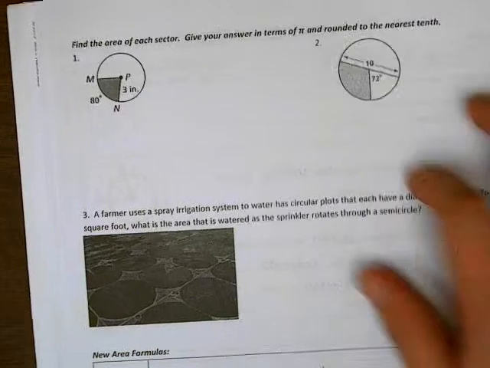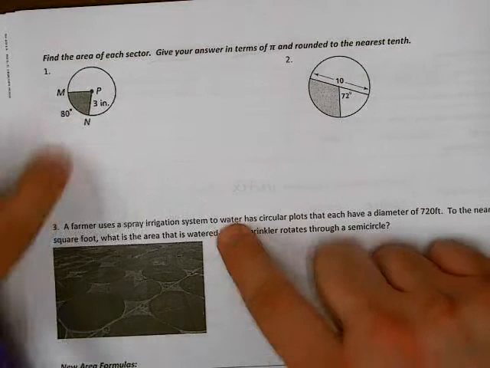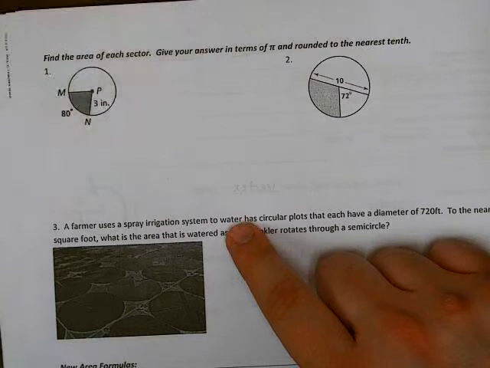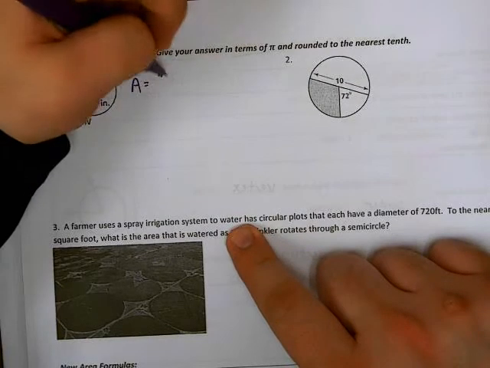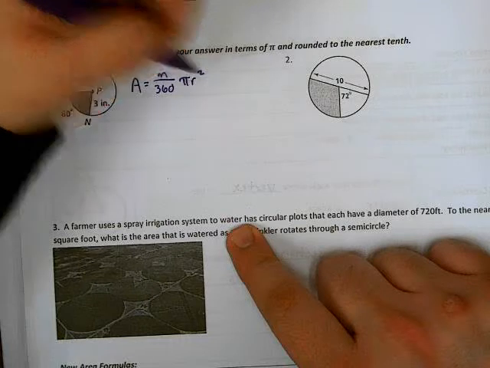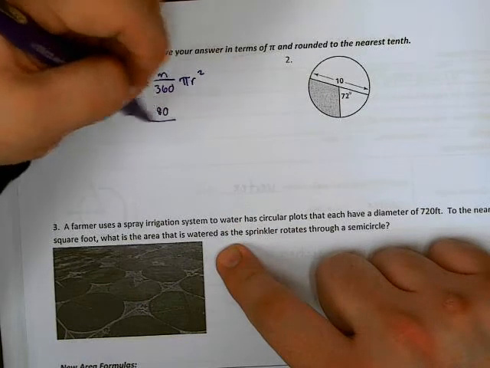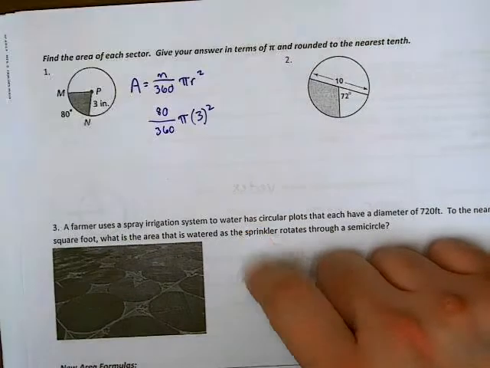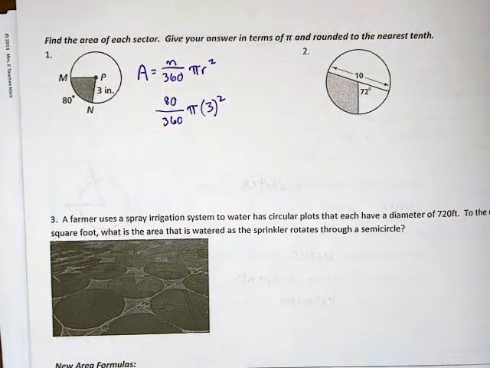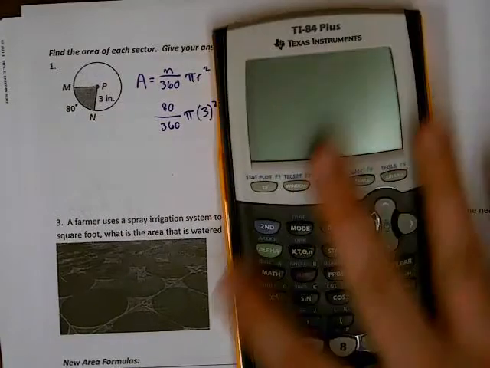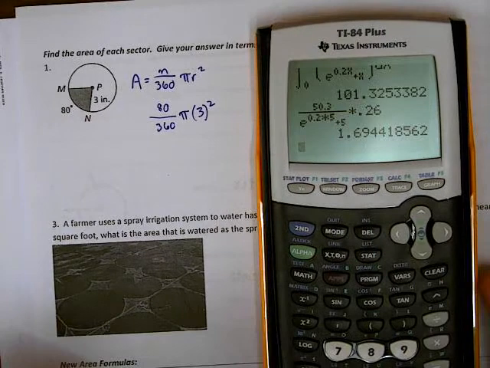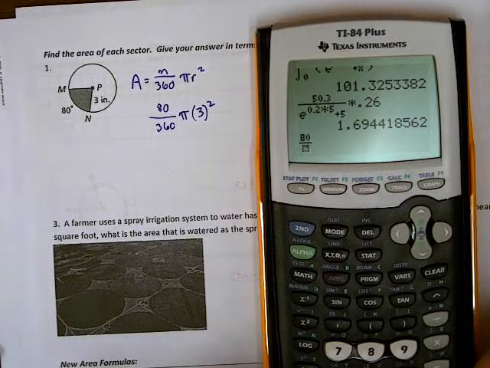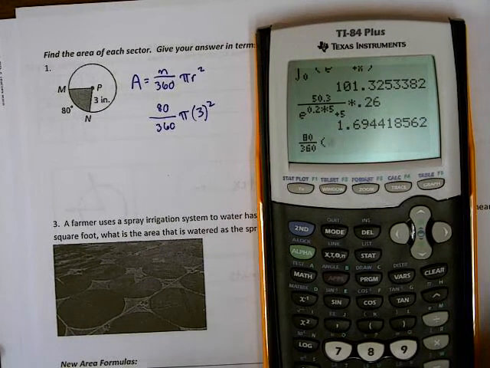Let's put it to work. When we look at something like number 1 on the top of the next page, I notice that my central angle is 80 degrees. So when I plug into my formula, m over 360 times pi r squared, m is 80, and my radius is the 3 that I see. I'm going to do everything without the pi on the calculator: 80 over 360, and then multiply that by 3 squared.